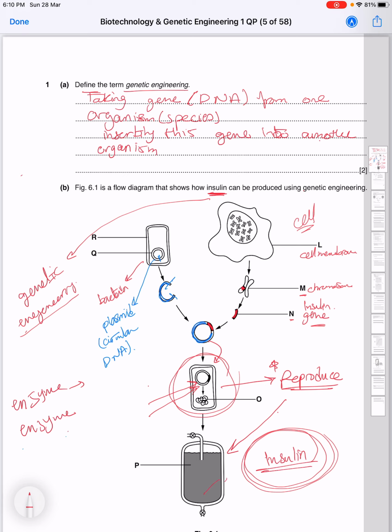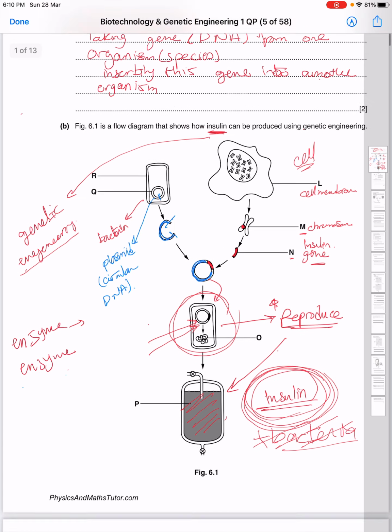So here in this tank, I will have insulin plus bacteria, because I still have a lot of bacteria that produce this insulin. If I manage to remove this bacteria by filtration or any other way, I will have insulin ready to be used. So this is in a nutshell how genetic engineering works. If you understand what I said now, the questions will be a piece of cake.